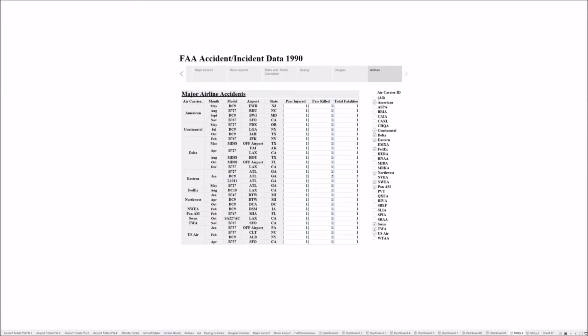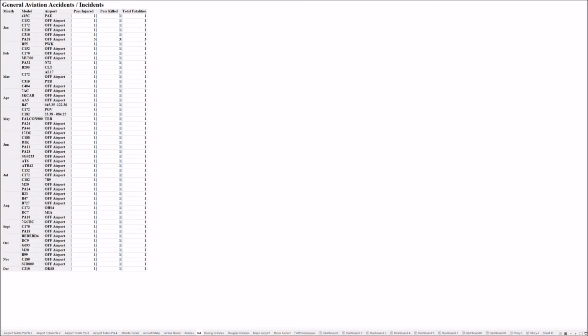In this visualization, we see the major airline accidents for 1990 depicted by airline, month, model, airport, state, and those involved in the mishap. As we can tell from this data, Delta experienced the most accidents and incidents during 1990. Within this visualization, we see the general aviation accidents and incidents depicted for each month, indicating the aircraft model. And as we can see here, a majority of the mishaps occurred off airport property.